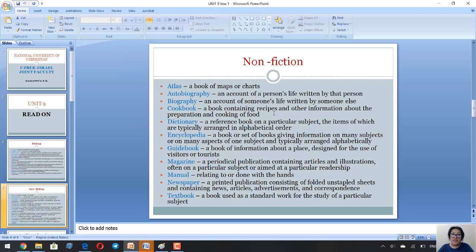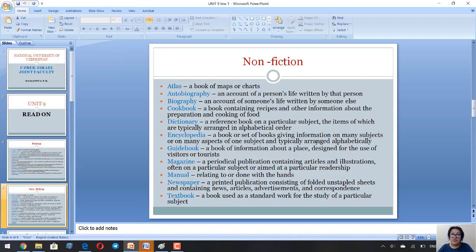And cookbook, a book containing recipes and other information about the preparation and cooking of food. Here you can find the process of cooking, and some direction how to cook, what ingredients to use. And next, dictionary, a reference book on a particular subject, the items of which are typically arranged in alphabetical order. It also gives you information about pronunciation of words and what parts of speech, origin of words, and plus translation.